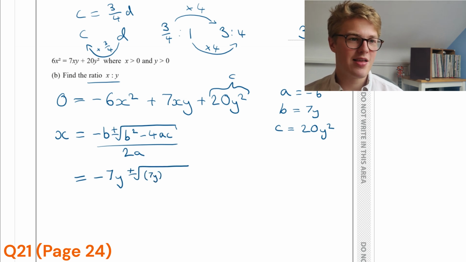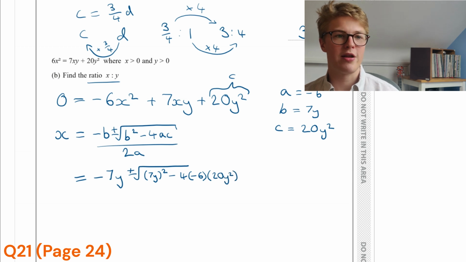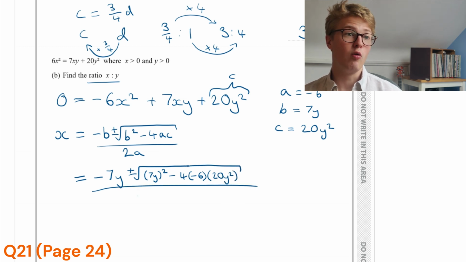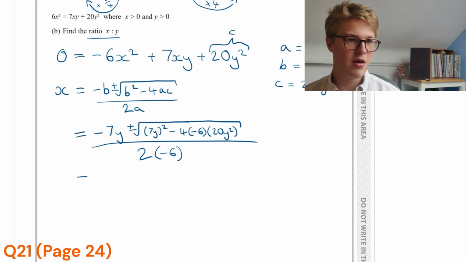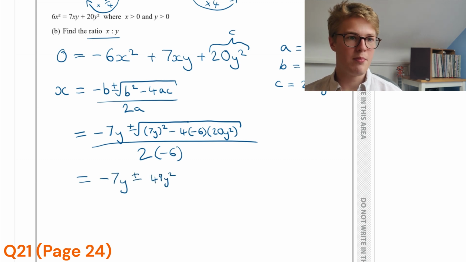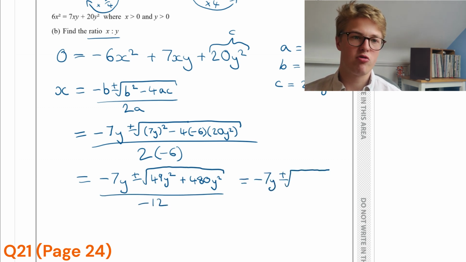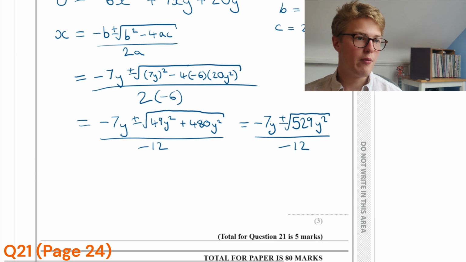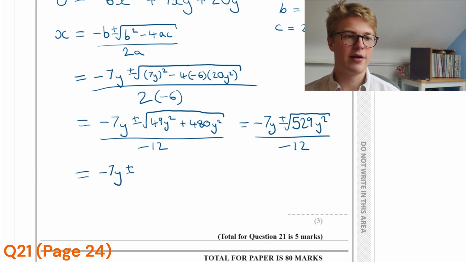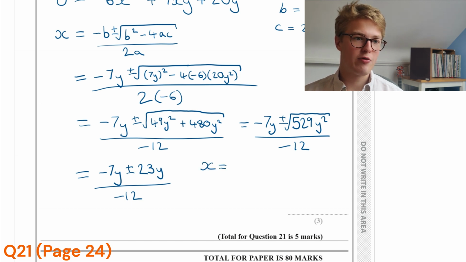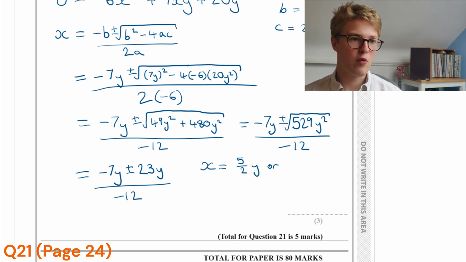So we end up with minus 7y plus or minus the square root of (7y) squared minus 4 times minus 6 times 20y squared, all divided by 2 times minus 6. This simplifies down to minus 7y plus or minus the square root of 49y squared plus 480y squared over minus 12. And then taking it a step further, we get minus 7y plus or minus the square root of 529y squared over minus 12, which simplifies to minus 7y plus or minus 23y over minus 12. When we follow this through, we end up with x is equal to 5 halves y or minus 4/3 y.